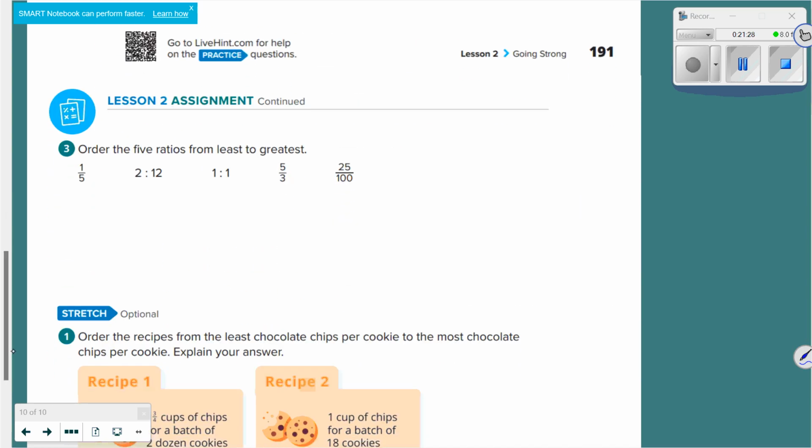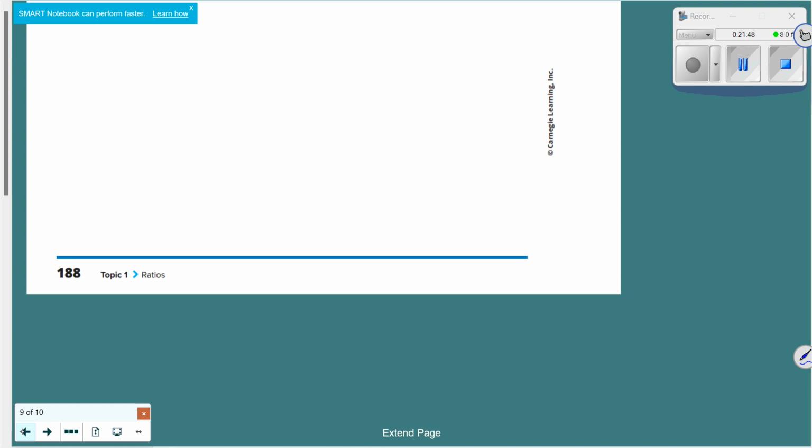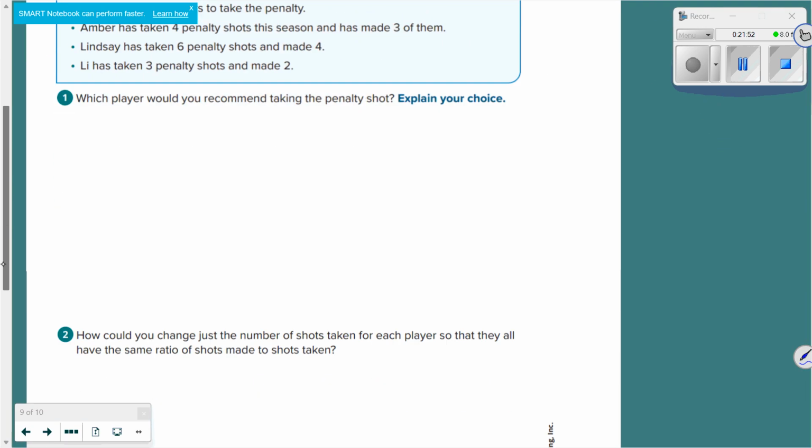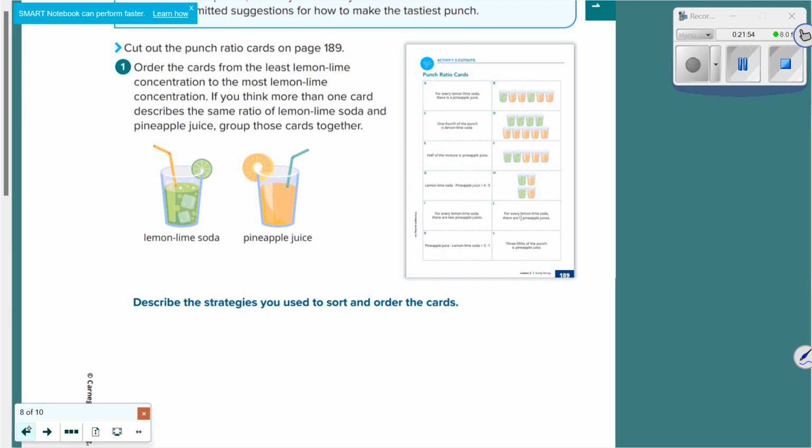Our last part, order the 5 ratios from least to greatest. So I can tell you, make all fractions with a common denominator. That would make it the easiest way for you to put them in order correctly. Any questions on your homework? No, sir. Okay, so we've got really quickly, we're going to give you guys a chance. One person, go to page 189 and take it out.